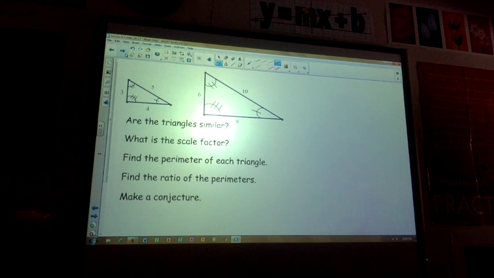Find the perimeter of each triangle. Oh, well, what is that? 8, 12, 12 to 24. Find the ratio of the perimeters. 12 to 24. 1 to 2, 2 to 1. Make a conjecture. The perimeter.